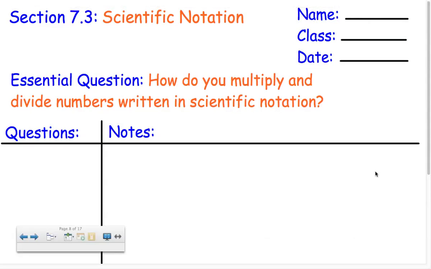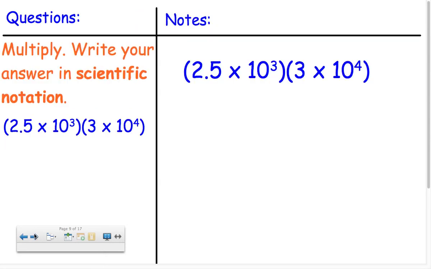Section 7.3 Scientific Notation, Day 2. Essential question: How do you multiply and divide numbers written in scientific notation? Multiply. Write your answer in scientific notation.